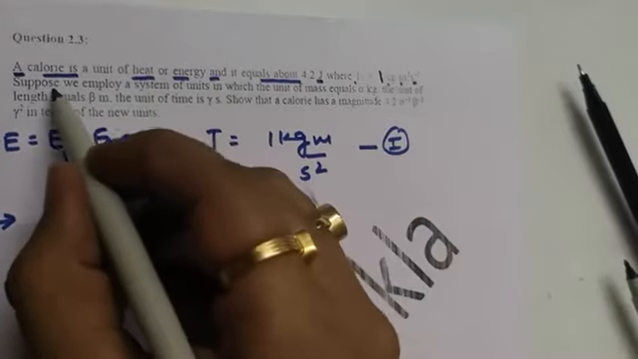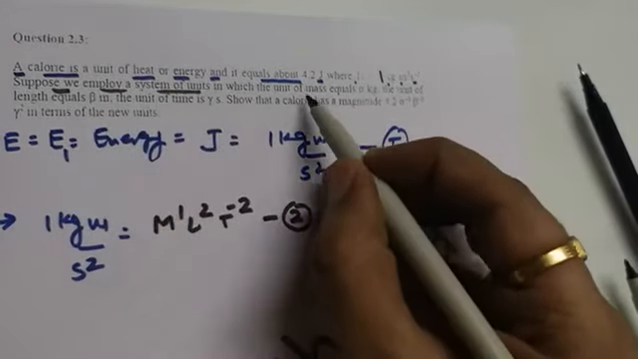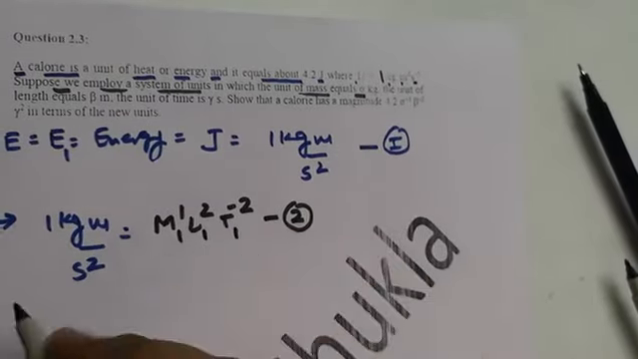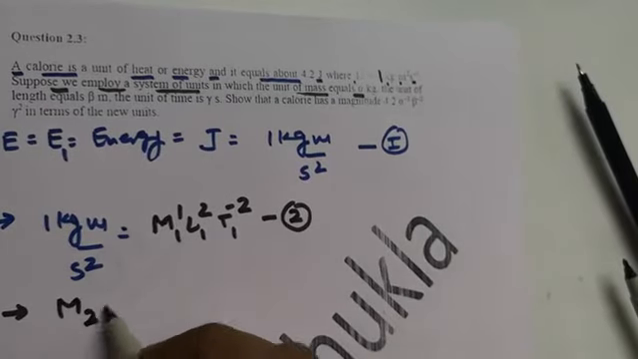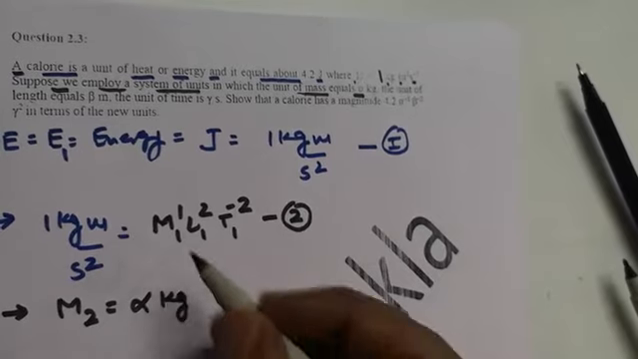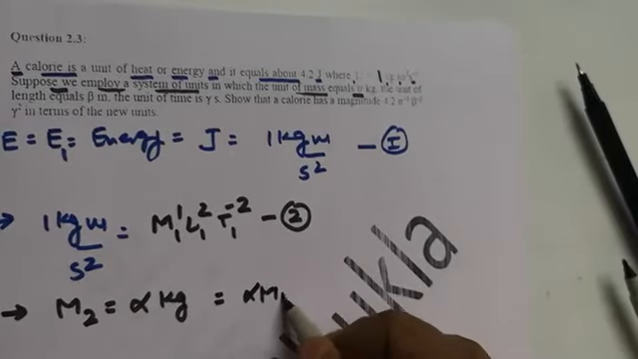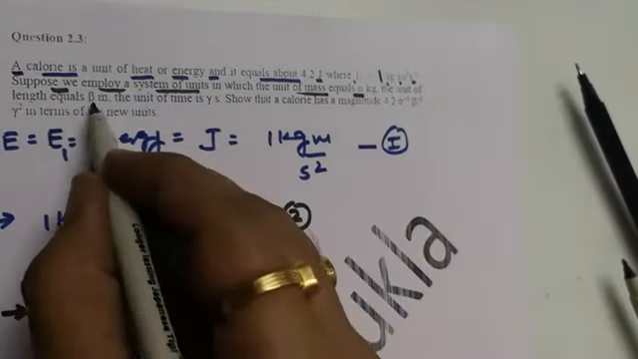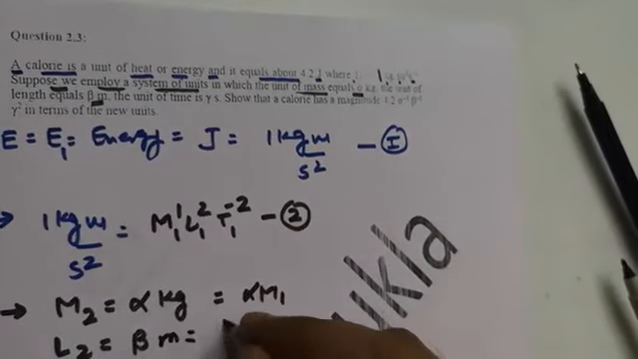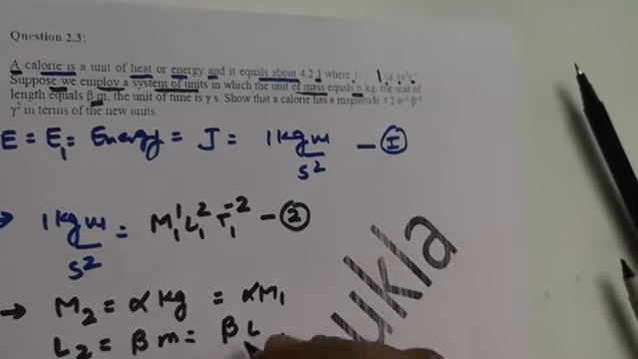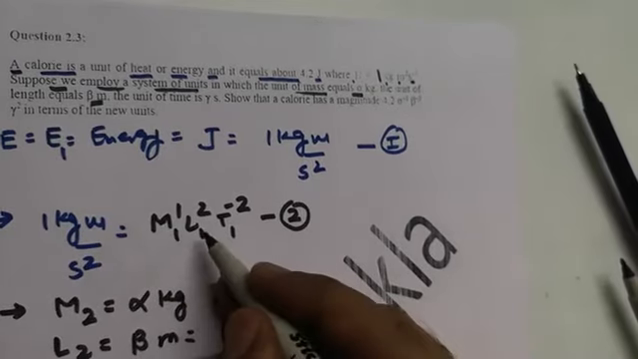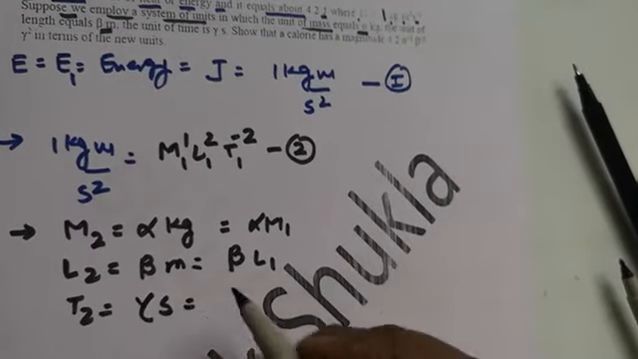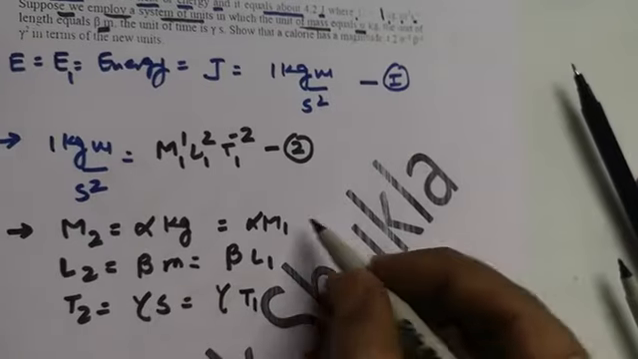Now what they have asked us is that we convert and employ another system where another mass is alpha kilogram. So I am mentioning that for the first one. In the other unit, mass is alpha times a kilogram. For the kilogram, I am using alpha times M1. Length is beta times meters, so beta times L1 from the previous one. And my time T2 is gamma times a second. I am using gamma times T1.